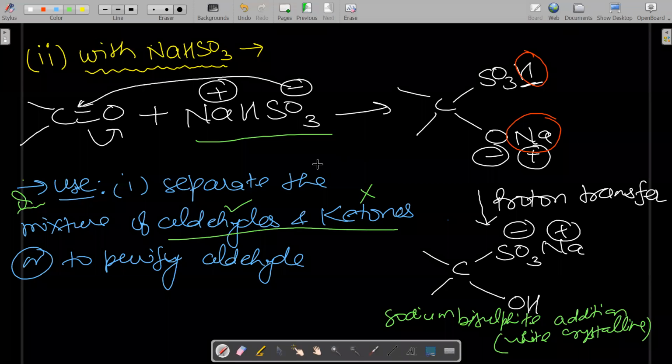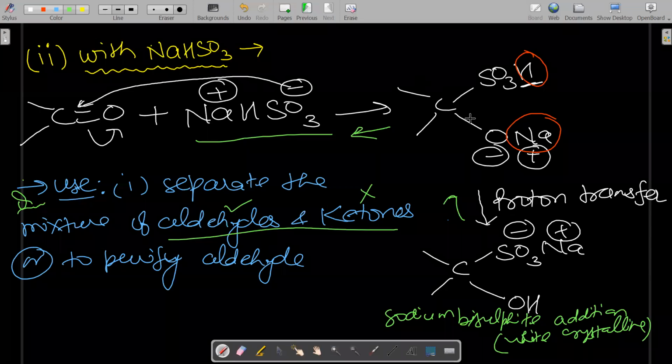Why? Because we have already discussed that aldehyde is more reactive than ketone. So this reaction is favorable for aldehyde, but ketone is less reactive, so this reaction is unfavorable. Suppose the ketone does react, it will go backward. Okay?